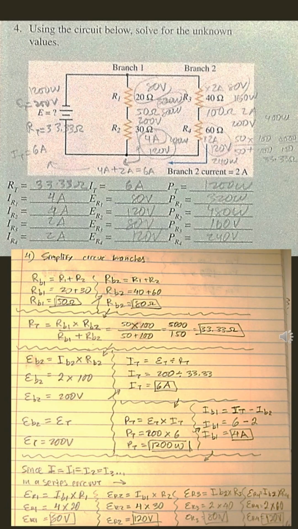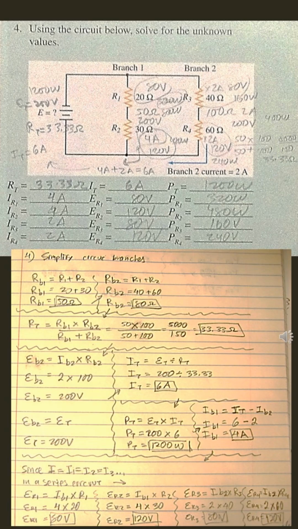We begin with voltage drop at R1, which is the current at B1 times the resistance at 1. In this case it is 4 amps times 20 ohms, or 80 volts. We do the same thing with the voltage drop at resistor 2, which equals the current at B1 times resistor 2 value, which is 4 amps times 30 ohms, or 120 volts. Same thing with the voltage drop at resistor 3, which equals the current at B2 times the value of R3, or 2 amps times 40 ohms, equals 80 volts.